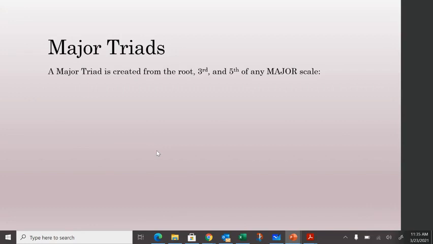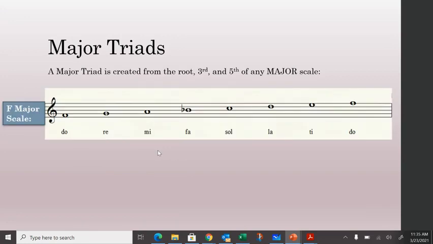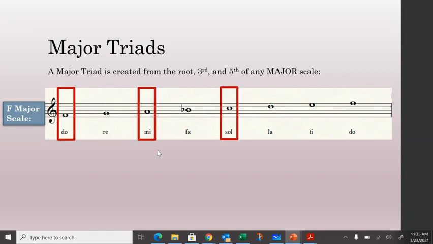Okay, so a major triad is created from the root, third, and fifth of any major scale. The root, tonic, do, the third, and the fifth. So in this case, the root being do, that's the root or tonic, the third, and the fifth. And we're talking about the first degree, second, third, fourth, fifth, sixth, seventh, and eighth. Okay, so any major scale, you draw it out, you take the root, the first note, the third, and the fifth, do, mi, and so, and you have a major triad.